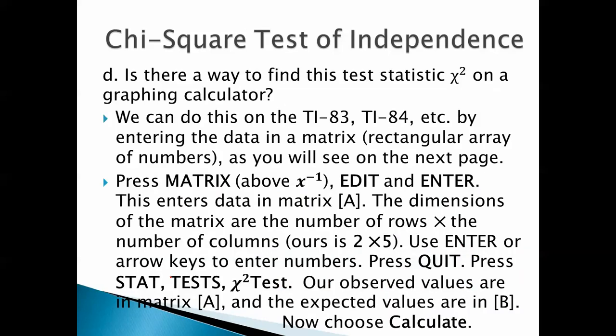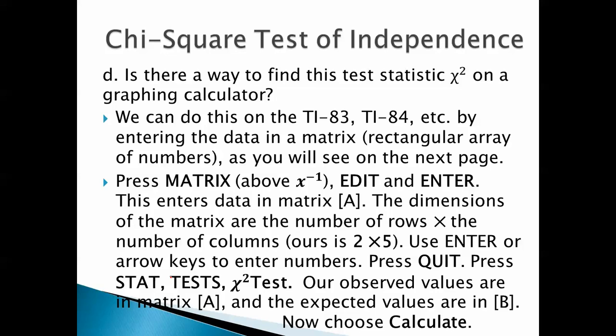Is there a way to find this test statistic chi-squared on a graphing calculator? Yes! We can do this on a TI-83, TI-84, etc. by entering the data into a matrix. That's a rectangular array of numbers, as you will see on the next page. So I'm going to go over this briefly, and then I'll show you how to do it.